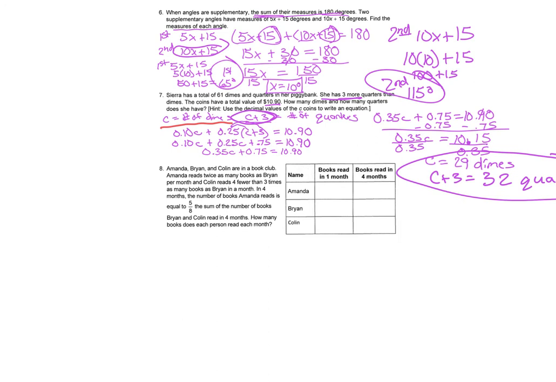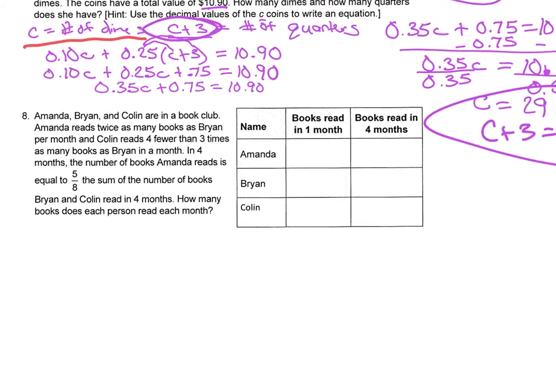Okay, the last question says, Amanda, Brian, and Colin are in a book club. Amanda reads twice as many books as Brian per month, and Colin reads 4 fewer than 3 times as many books as Brian in a month. In 4 months, the number of books Amanda reads is equal to 5/8 the sum of the number of books Brian and Colin read in 4 months. How many books does each person read each month? So we're going to use this table to help us organize our information.